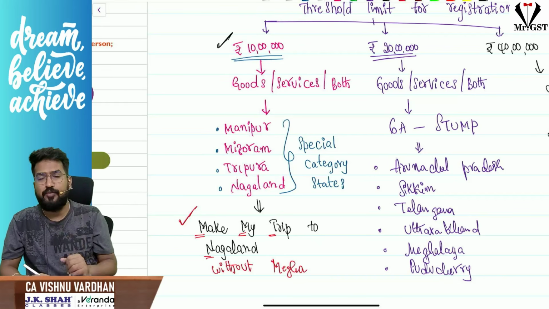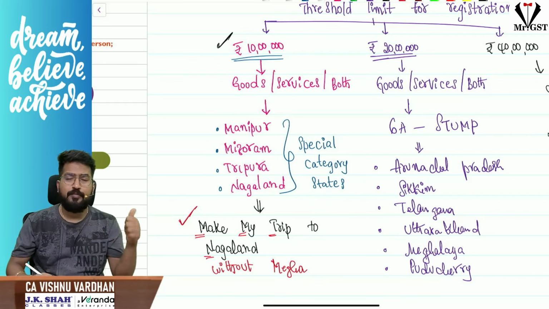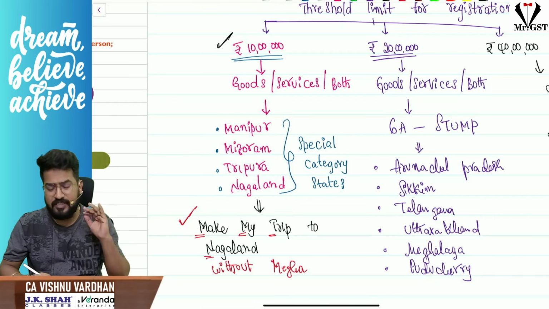Now coming to part 2, I repeat, India we are dividing fully into 3 parts. One is Make My Trip to Nagaland without Mega, 4 states, whatever you do there, 10 lakhs only, exclusively goods, exclusively services, both goods and services, it is the same.